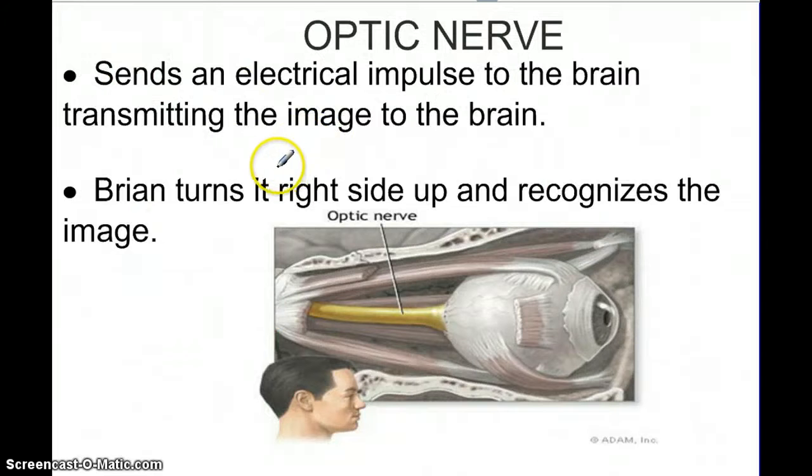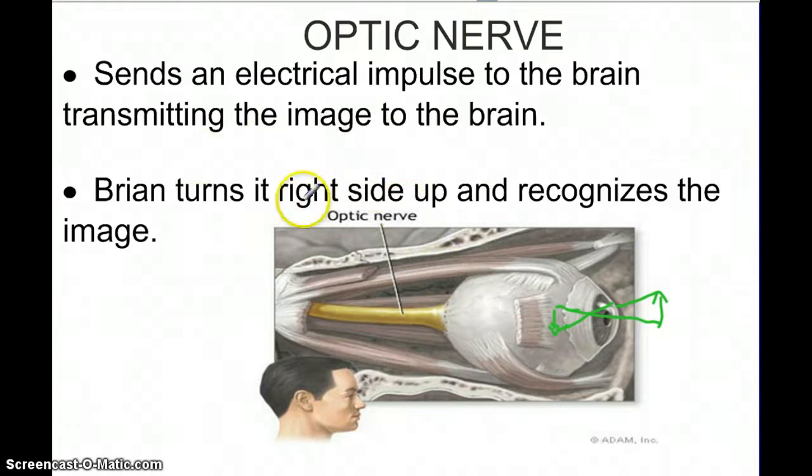The optic nerve sends an electrical impulse to the brain and transmits the image to the brain. What's cool is that, say we see an image, this image passes into our eye, and it actually gets flipped upside down by our lens, our convex lens, once it moves past that focal point. And the retina flips it right side up and recognizes the image.